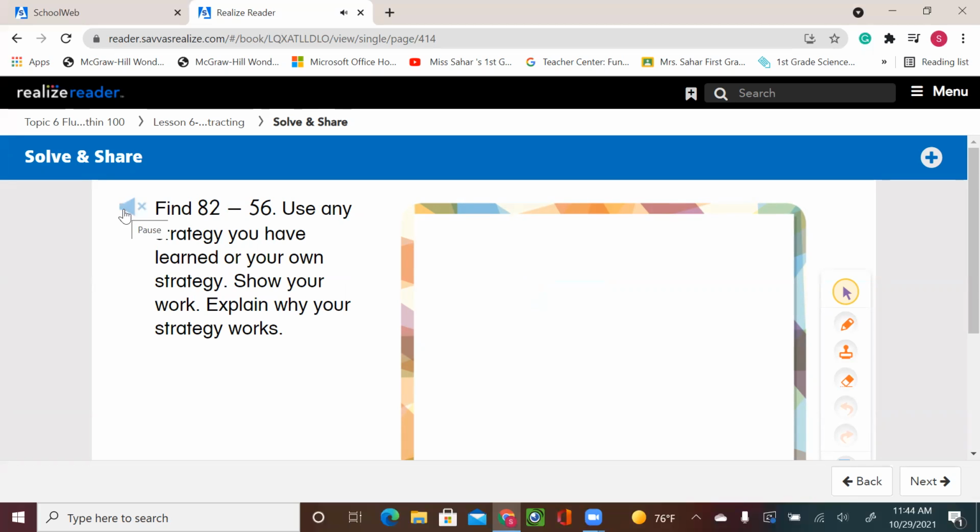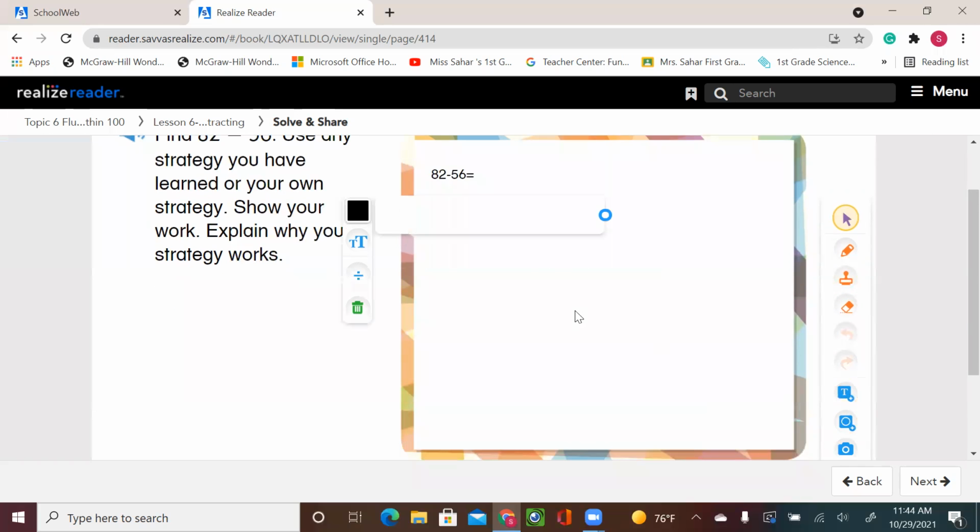Find 82 minus 56. Use any strategy you have learned or your own strategy. Show your work. Explain why your strategy works. So we can have, let's write it down. 82 minus 56 equals. For this way, I'm going to use break apart. So I'm going to say 82 minus 56. I'm going to go down. I'm going to break the 56 into 50 and 6.